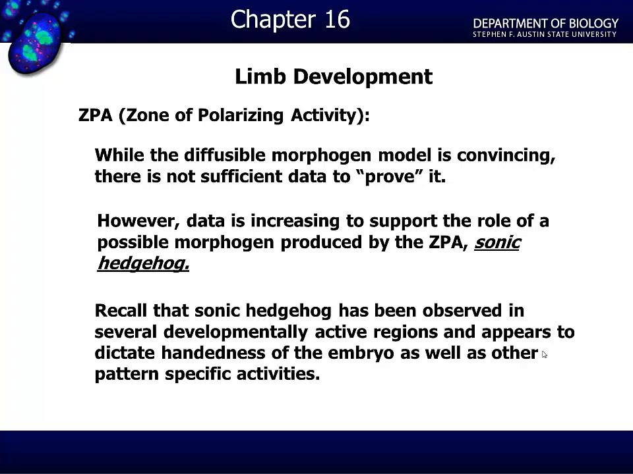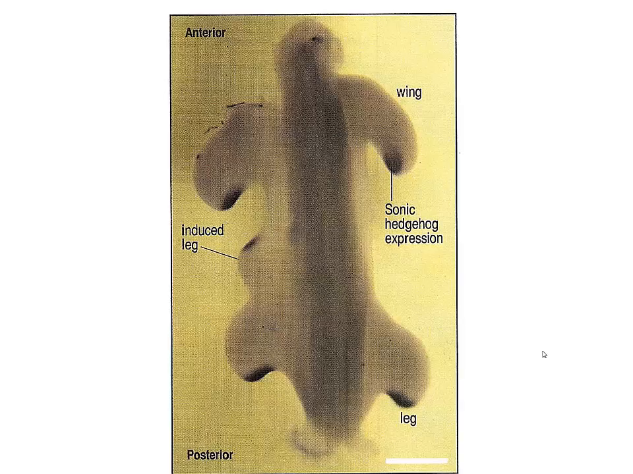One place we saw it was handedness in the embryo. Here we certainly have patterning, and so it's possible sonic hedgehog might be that smoking gun, if you will, of a potential morphogen helping to determine our digit identity. There's the image again, and we can see sonic hedgehog expressed in the ZPA of our 4 normal limbs, but it's also expressed in the portion of our induced ectopic limb.